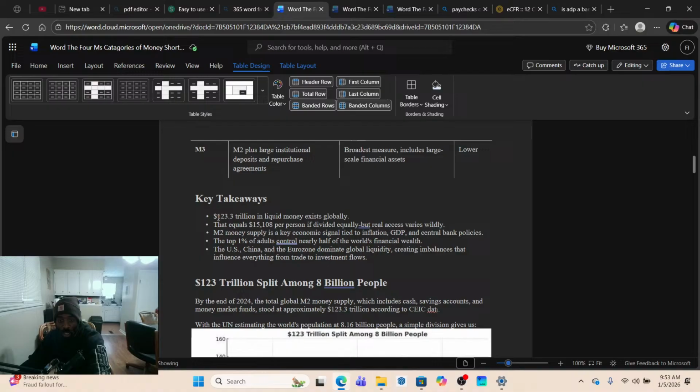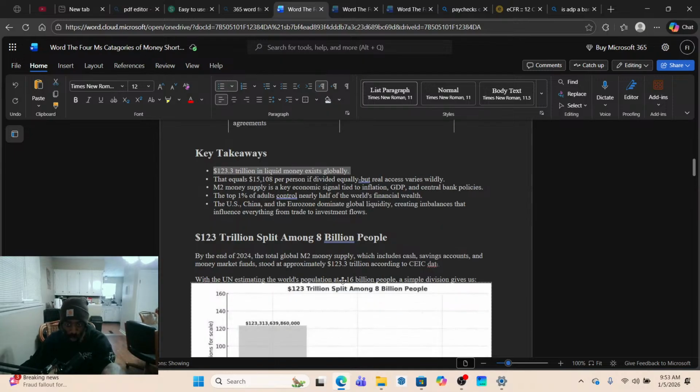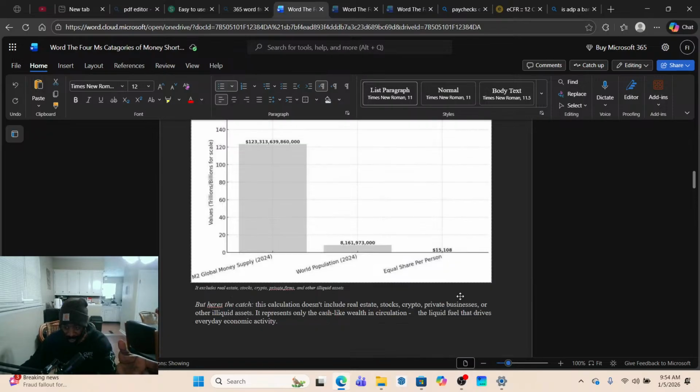The key takeaway is what this is globally, and what liquid money exists. You split that among what they're saying is 8 billion people, with values in the trillions on the scale of world population. They're saying each person's share is 15 grand. Is that what that is?